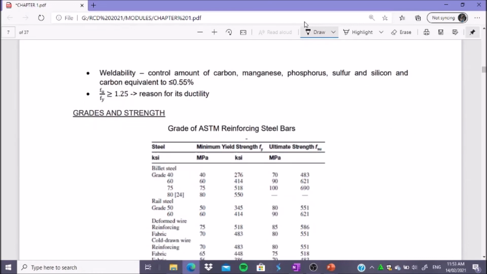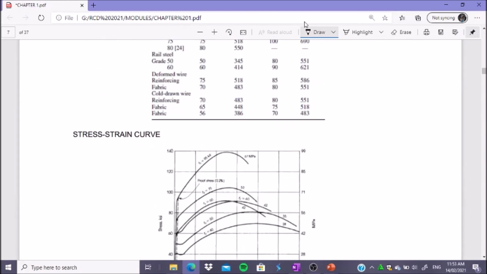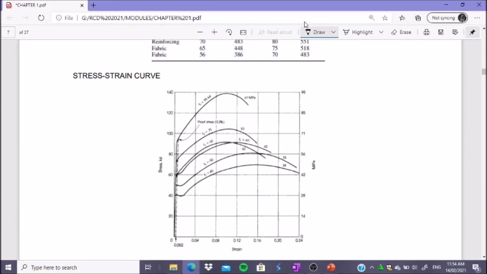So we have the grades of ASTM reinforcing steel bars. Okay, read that on your own. Then we have the stress strain curve for steel. Let us discuss this. You can see the FY values here, although this is in English: we have 40, 50, 60, 75. You can see the stress strain diagram.